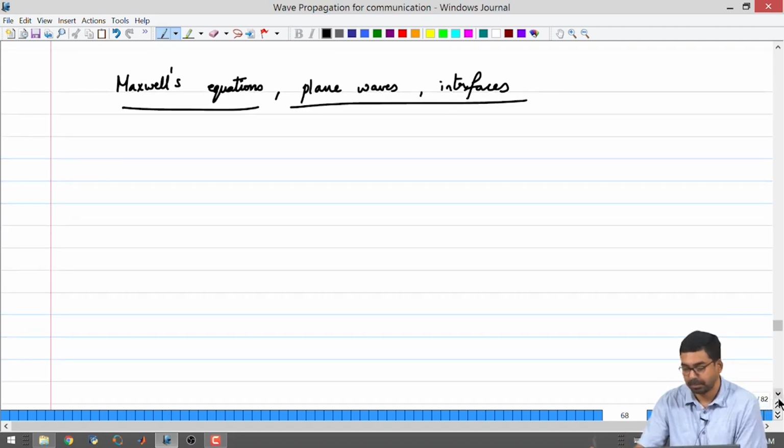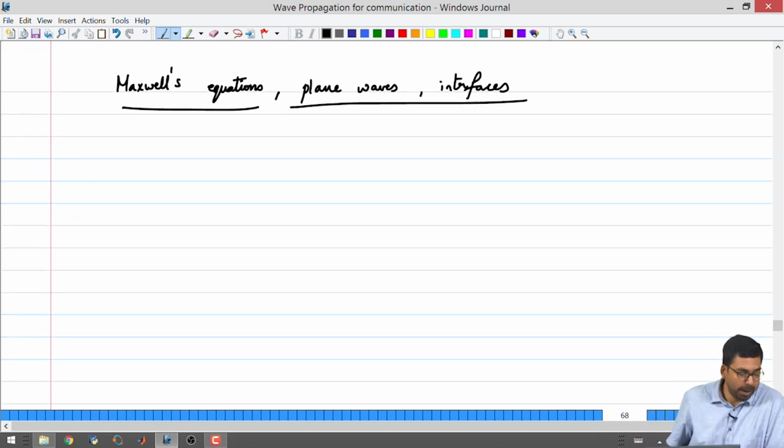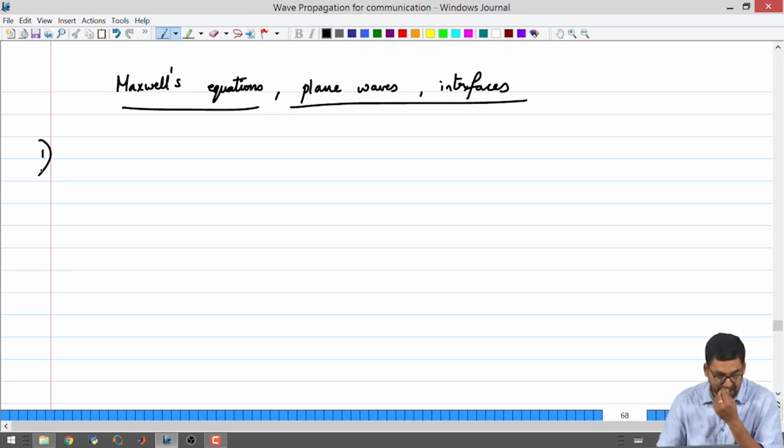Okay. Now, I am not going to go into the derivation of the Maxwell's equations. This is something that should have been done much before this course. Okay. So, I am going to start with the Maxwell's equations, and I am just going to revise a few things, and then I am going to proceed to make the analogy with transmission lines. Okay. So, I will start with writing down the Maxwell's equations.